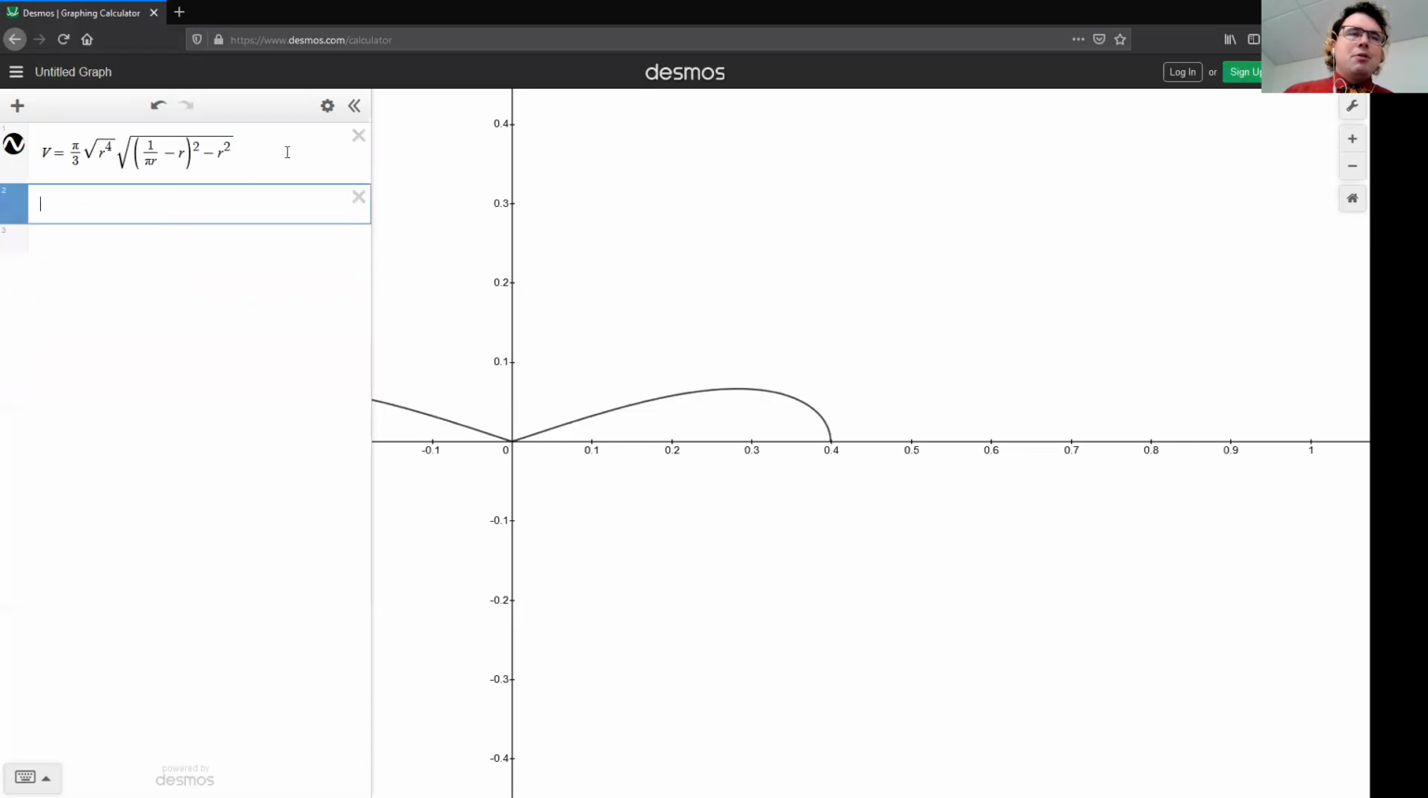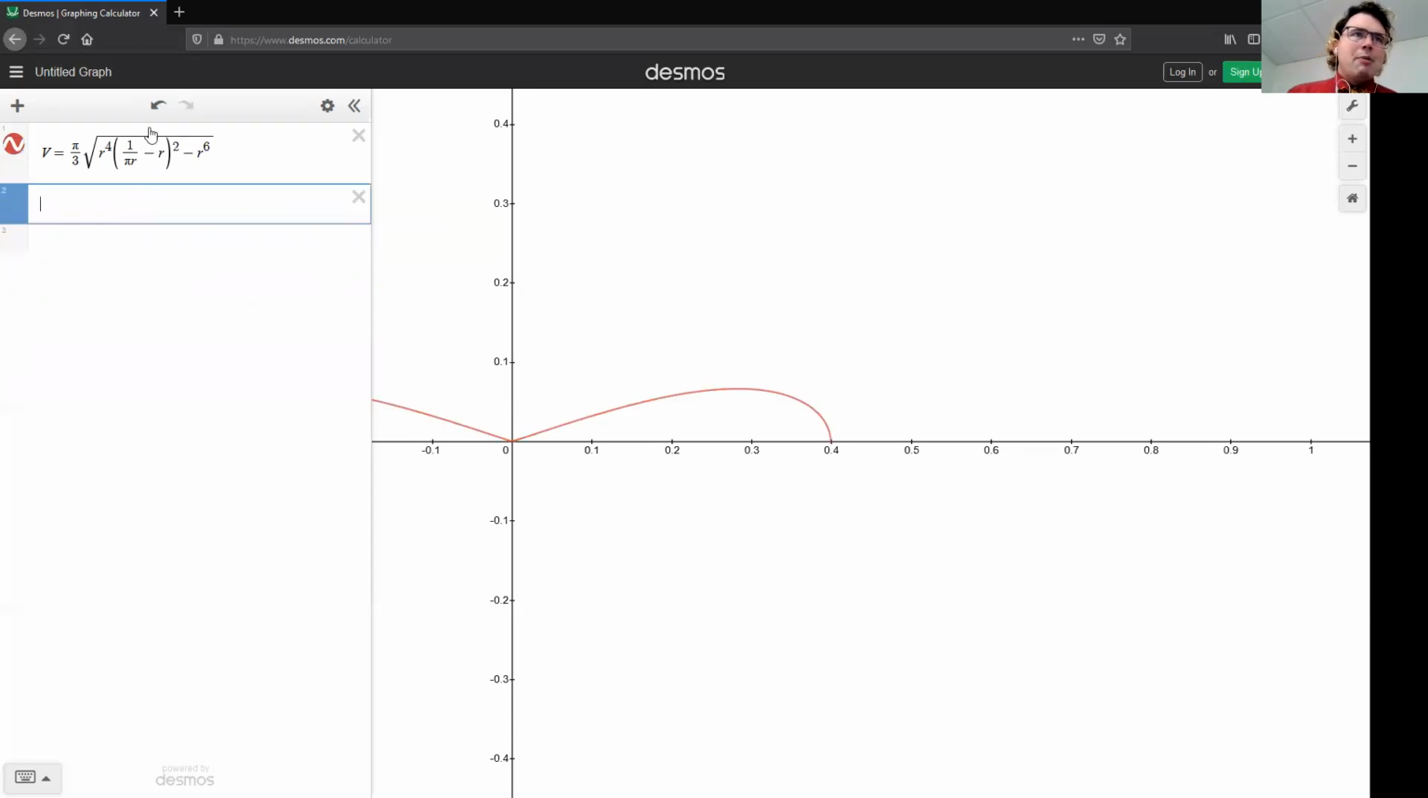And now to take the product of two different square roots, I can just multiply everything underneath those square roots. So V will be equal to pi over 3 times a square root. And what is underneath that square root? I'll have r to the power 4 times the quantity 1 over pi r minus r, all squared, minus r to the power 6. And again, I can see that that is the same function, just a slightly different formula.